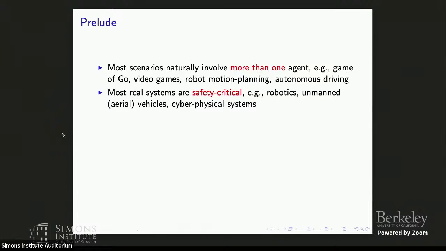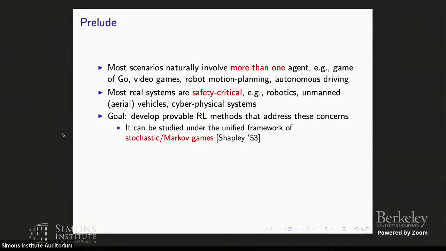If you take a closer look at many of the successful applications of RL I mentioned, most of them naturally involve more than one decision maker, such as playing Go. Also, if you really want to deploy all these RL methods into practical, real systems, you have to take into consideration the safety-critical concerns of all these systems. Therefore, my research tries to develop provable RL methods that address these concerns.